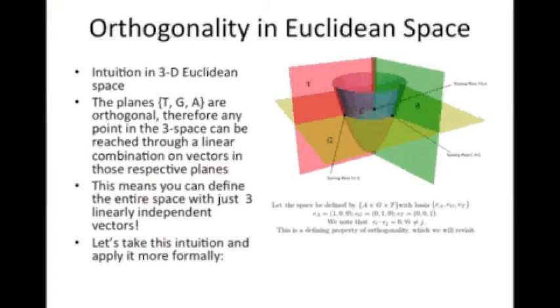So let's assume that we have the basis (1, 0, 0), (0, 1, 0), (0, 0, 1) as defined in e_A, e_G, and e_T. We note that if you multiply any e_i times e_j where i does not equal j, the result is 0, which is a defining property of orthogonality, which we'll revisit in the next slide.